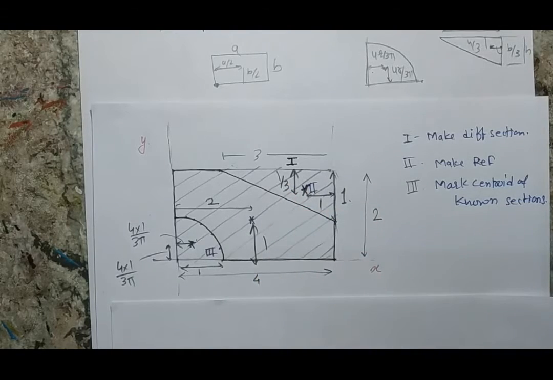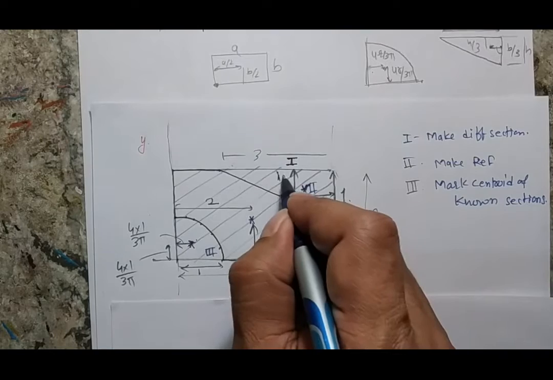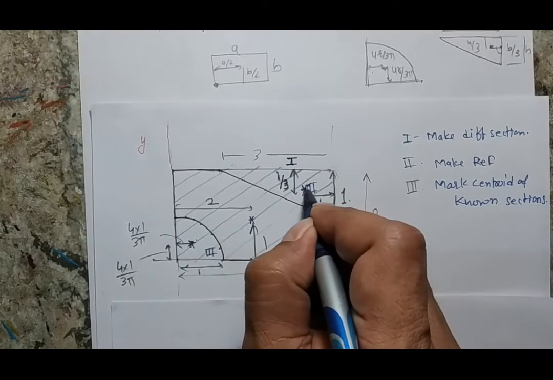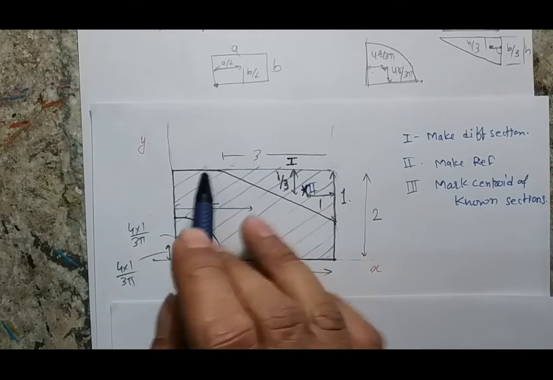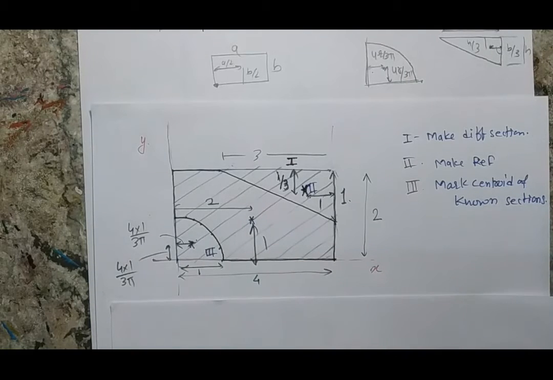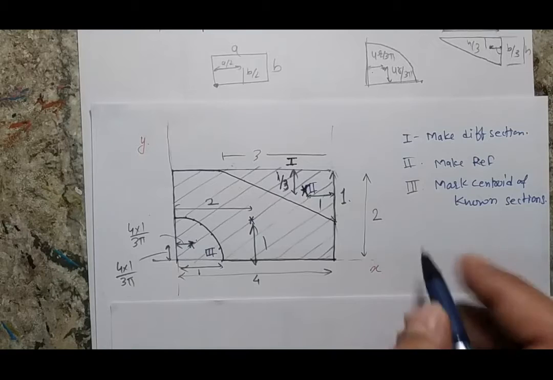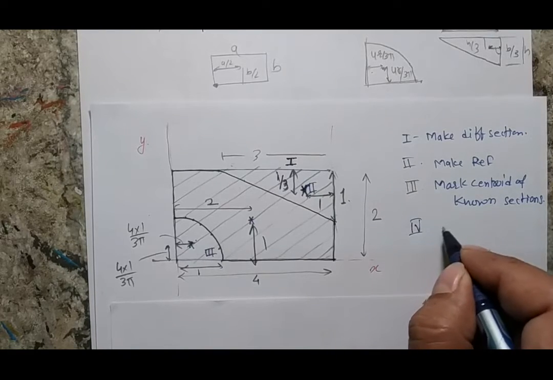So now I have mentioned all the distances or the positions of the centroids with respect to the given geometry. And now the next job is to make a table.